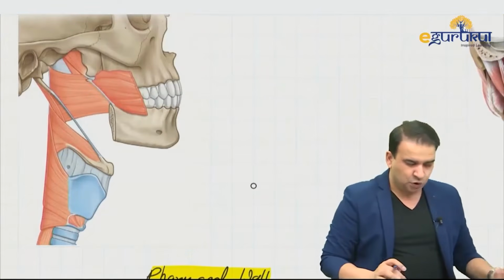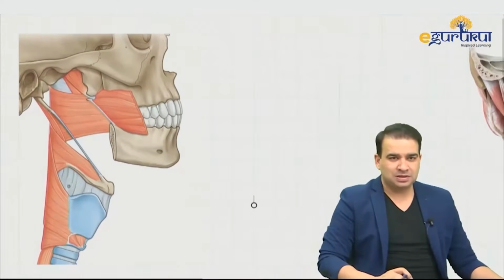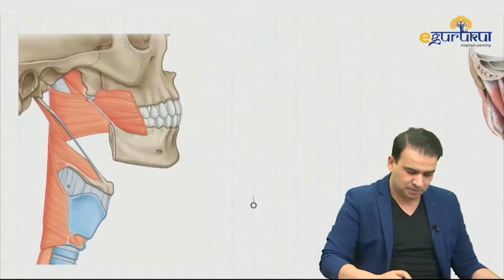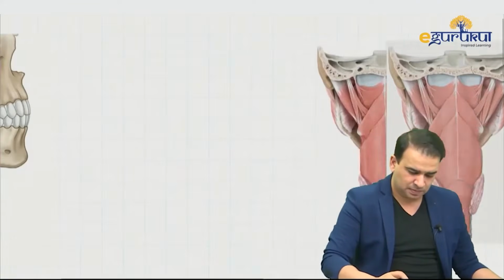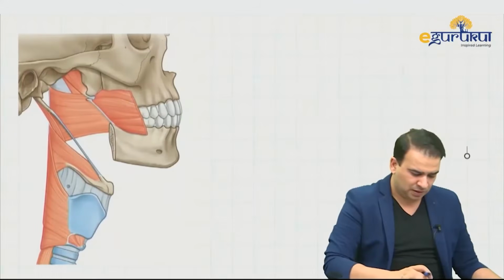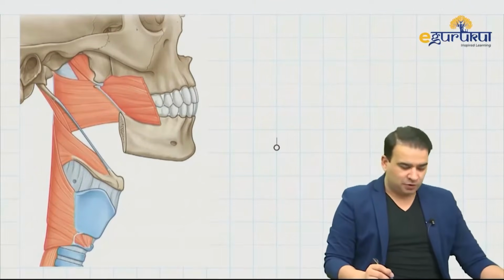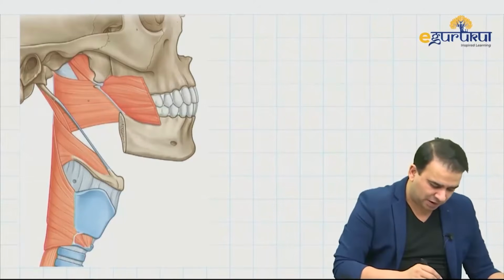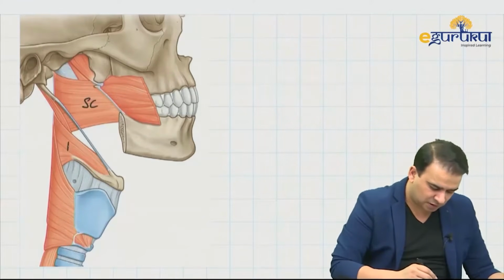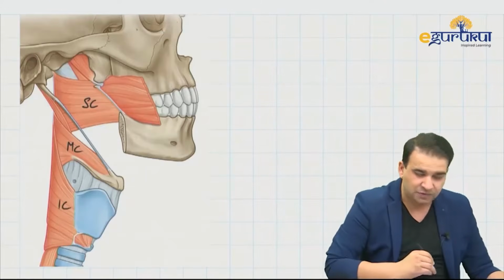Now this is a picture which is showing you all the three constrictor muscles. There are two different views I'll be using. So first let me talk about this image where you can see it from the side and the three constrictors can be very clearly appreciated. This is the superior constrictor here, that is the middle, and here we have the inferior constrictor.